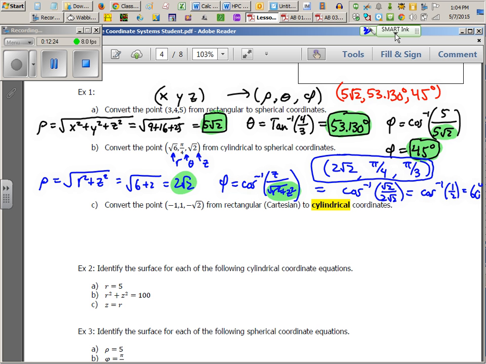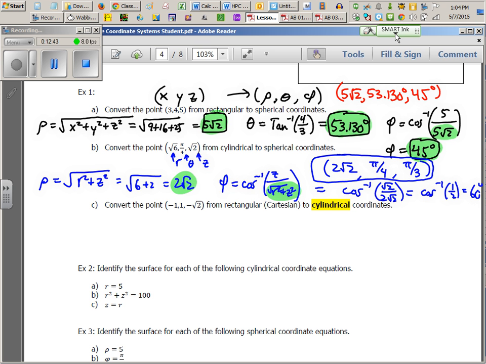The next one should say cylindrical here. It was a typo on the notes. We've already done a rectangular to spherical, so I was hoping we could try some variety. On part C, can you guys fix that to make it look like my yellow there? If you printed it at home, then it already looks like that.